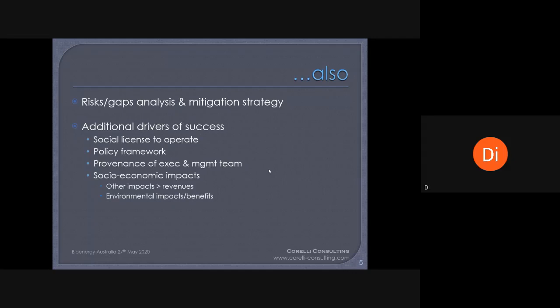If the government is a potential investor, then whether there are clear socioeconomic impacts in addition to baseline revenues, especially in regional areas, such as long-term employment and the attraction of other business to that region. And lastly, environmental impacts or benefits as a result of project operation.